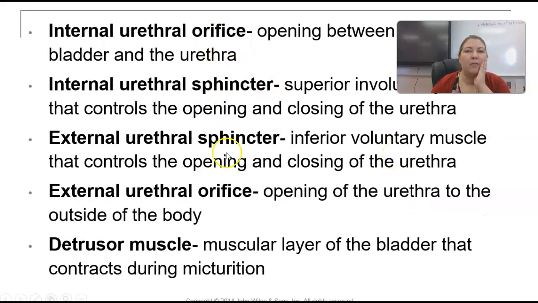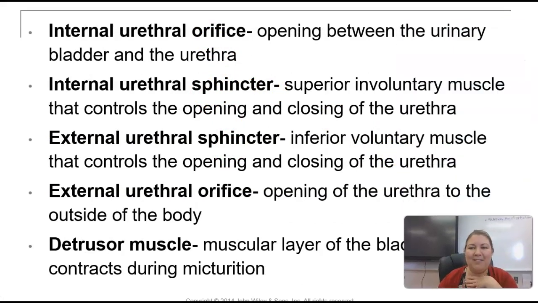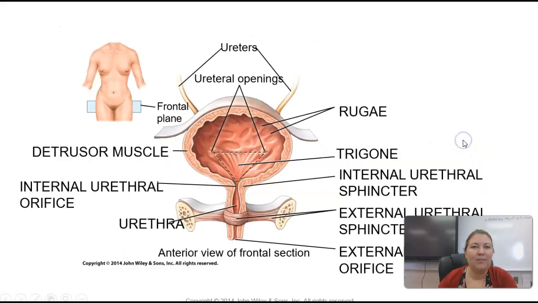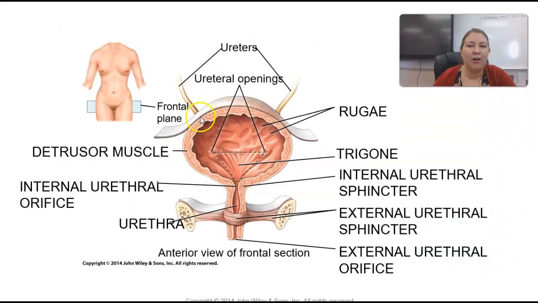So feel free to pause me and copy down these definitions if you would like, but we're going to just jump right ahead to look at the picture. So here we have the picture of the bladder. We're looking at the female version of this because the male system gets a little more complicated because it's integrated with the reproductive system. So the bladder itself is made up of a muscle called the detrusor muscle.